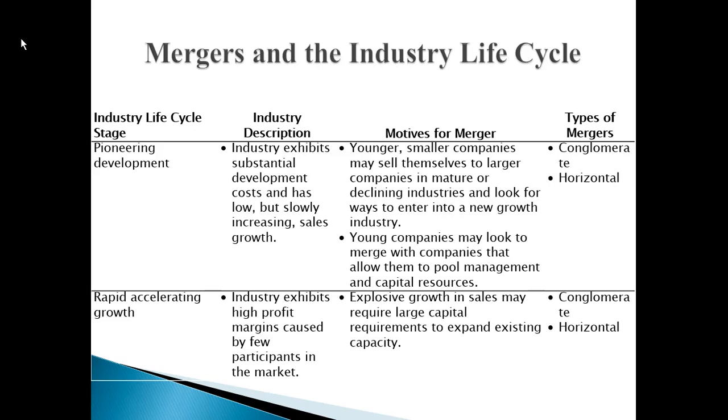So a company might enter into a merger to get capital to expand its capacity, to increase its capacity to match the growth in sales. Also, the types of mergers here include conglomerate and horizontal.